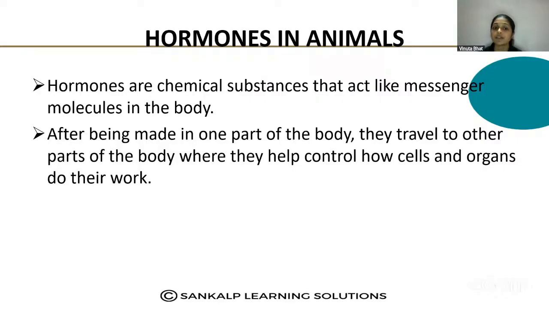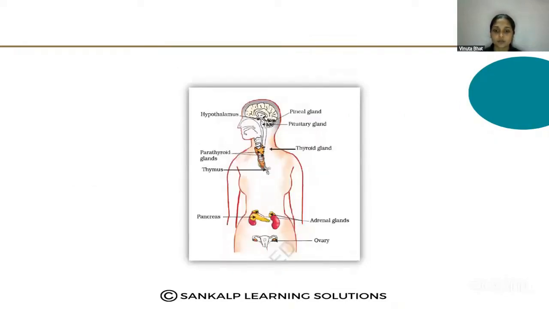After being made in one part of the body, they travel to other parts of the body where they help control how cells and organs do their work. Means they are synthesized in one part and they function in another part of the body. So that is the hormones in the human body.